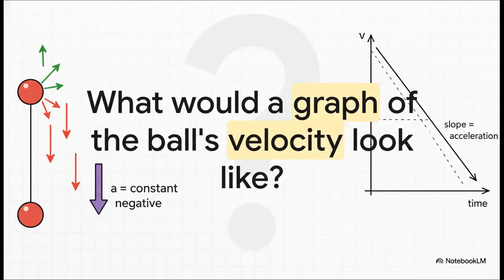So to take this one step further, I'm going to leave you with a little puzzle. If we know that acceleration is the slope of a velocity versus time graph, and we just proved that the acceleration for this ball is a constant negative number, what would that graph have to look like?